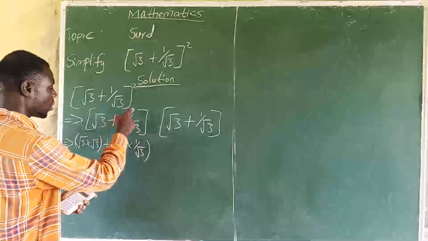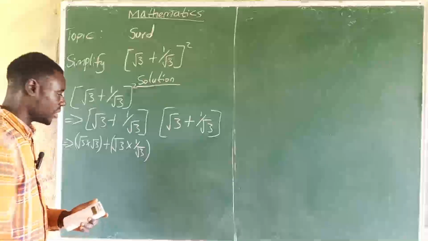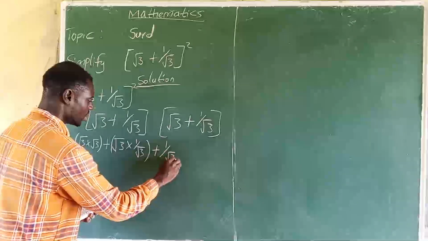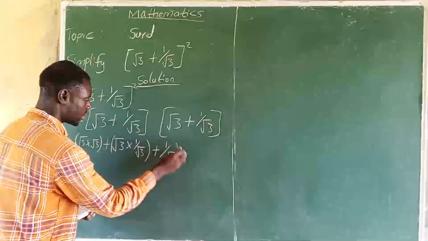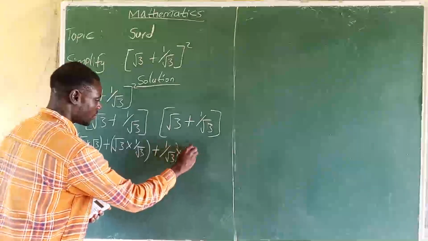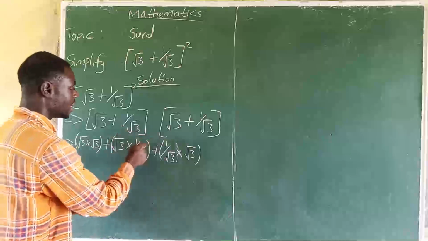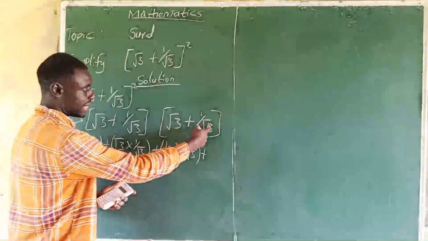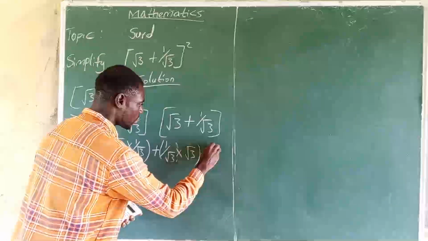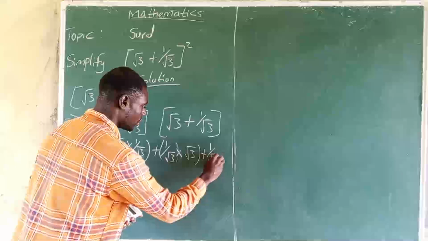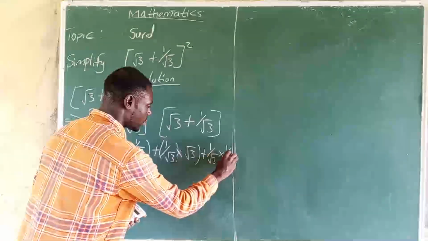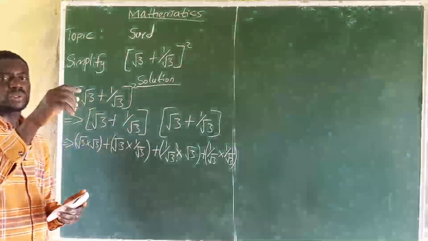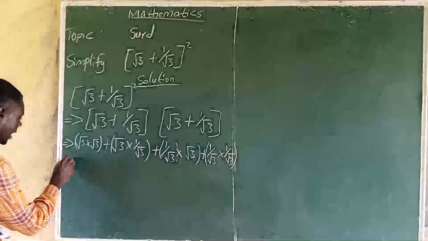So now I want to use plus 1 over root 3 to multiply everything. So plus 1 over root 3 times root 3. The last one is plus 1 over root 3 times 1 over root 3. It's the same thing as you just bring this one and you put power 2 on top. You are still correct. So now let's simplify.